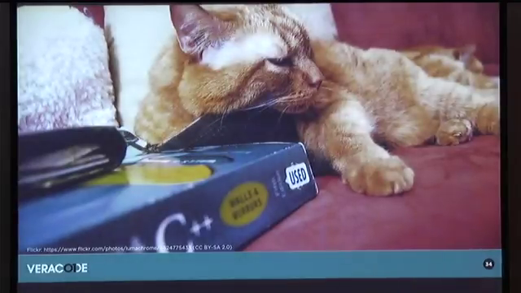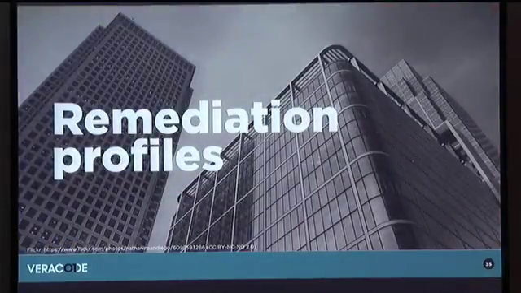This cat is just getting started in coding, but he's already realizing that C++ may not be the best option these days. Okay, that's all. So back to it.